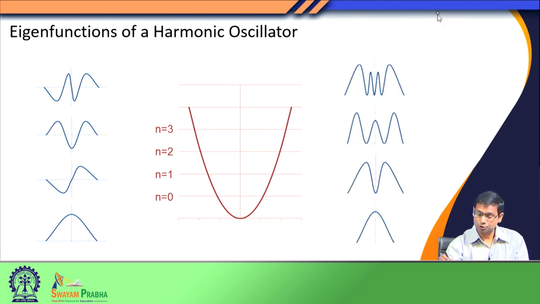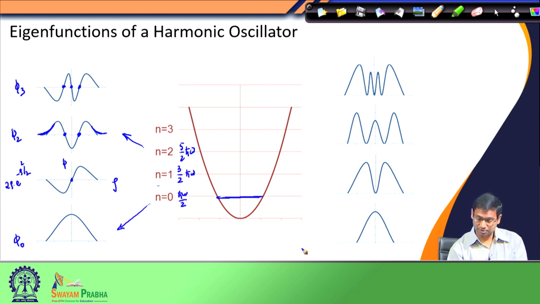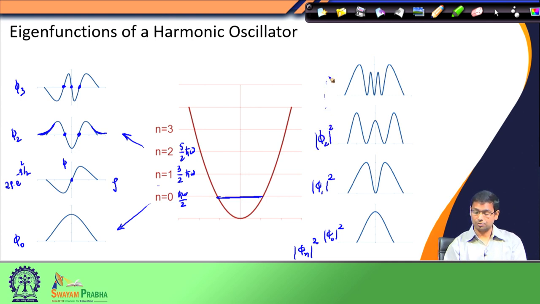I can show you now phi n square. So, this is phi 0 square, phi 1 square, phi 2 square, and so on and so forth. One thing that you notice is that again the nodal structures can be found. This is the point where the probability density becomes 0. So, these are the points where you have a node, because that is where the probability density vanishes, and these are the probability densities corresponding to the wave functions of the harmonic oscillator.